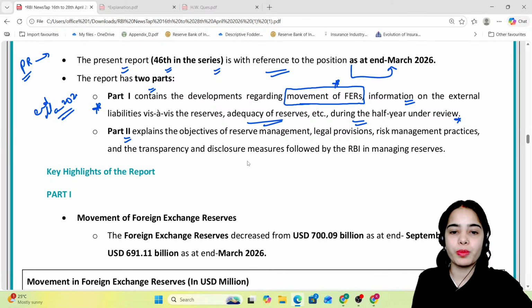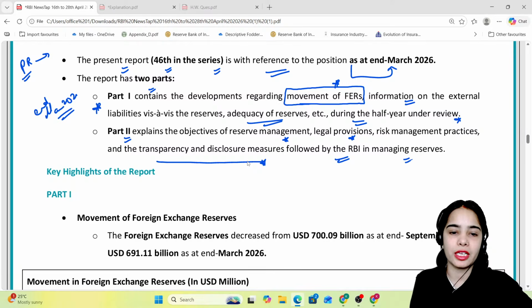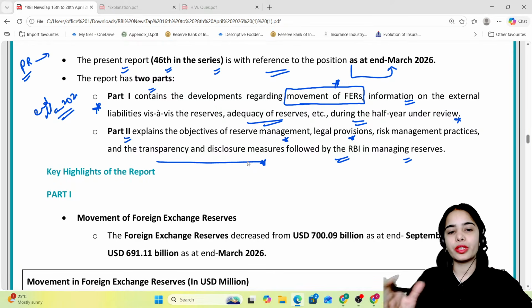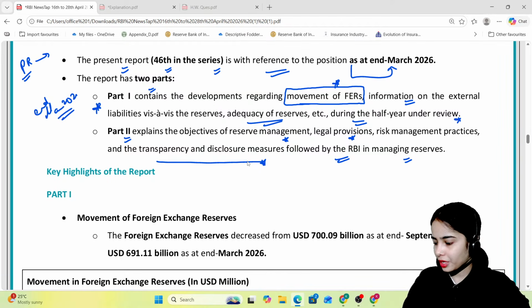Part 2 explains the objectives of reserve management, legal provisions, risk management practices, and the transparency and disclosure measures followed by the RBI in managing the reserves. So basically we are going to discuss both the parts and you will understand what is in which part. Okay.